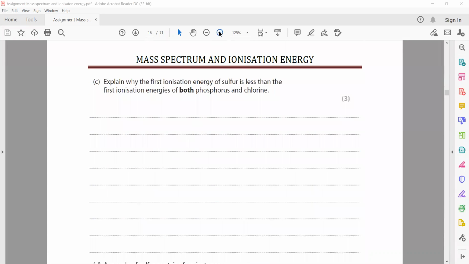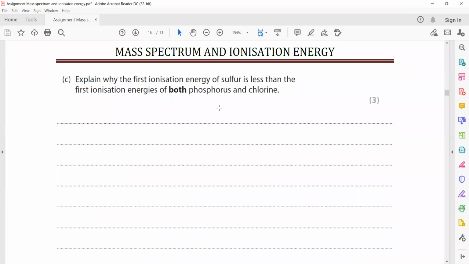Explain why the first ionization energy of sulfur is less than the first ionization energy of both phosphorus and chlorine. So when we write the electronic configuration for each: sulfur is 16, phosphorus is 15 and chlorine is 17. So phosphorus has 15 protons, chlorine has 17 protons, and sulfur has 16 protons.